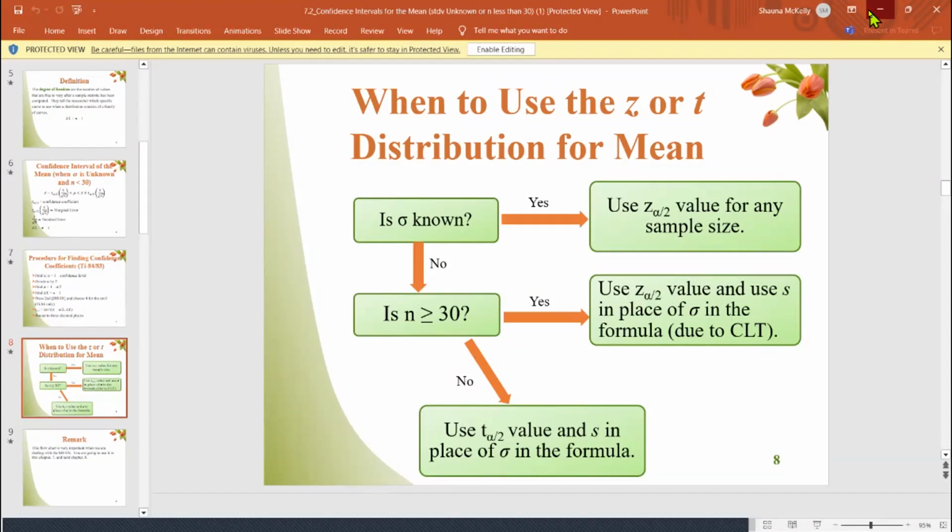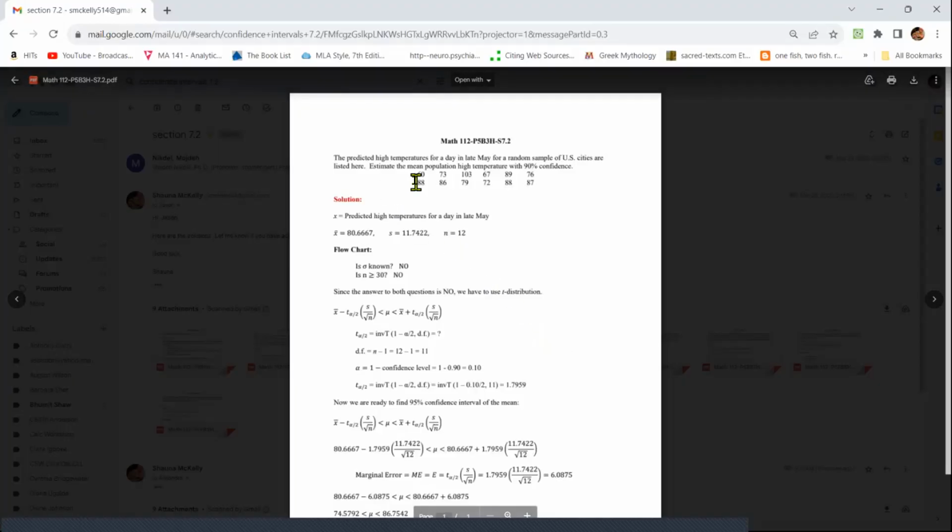Let's say that I give you the degrees of freedom. Here, let's say we have this problem. The predicted high temperatures for a day in late May for a random sample of US cities are listed here. Estimate the mean population high temperature with 90% confidence. Estimate the mean. So that's another way of saying find the confidence interval, right? Because we're estimating the mean.